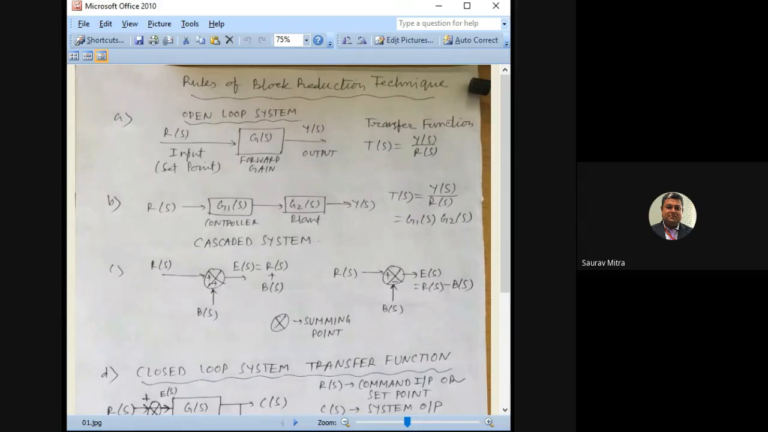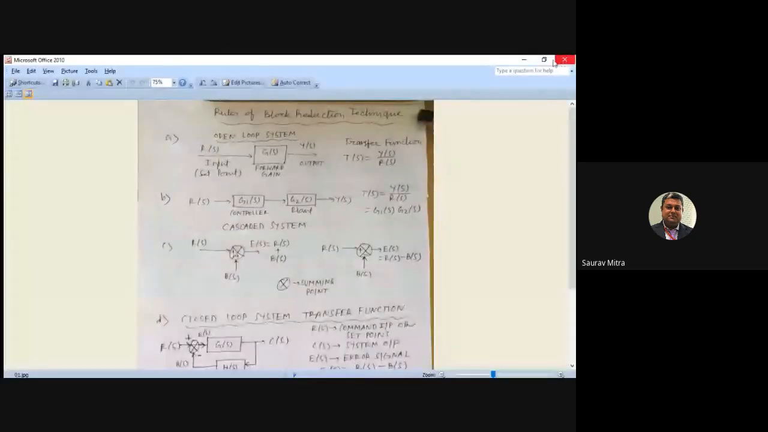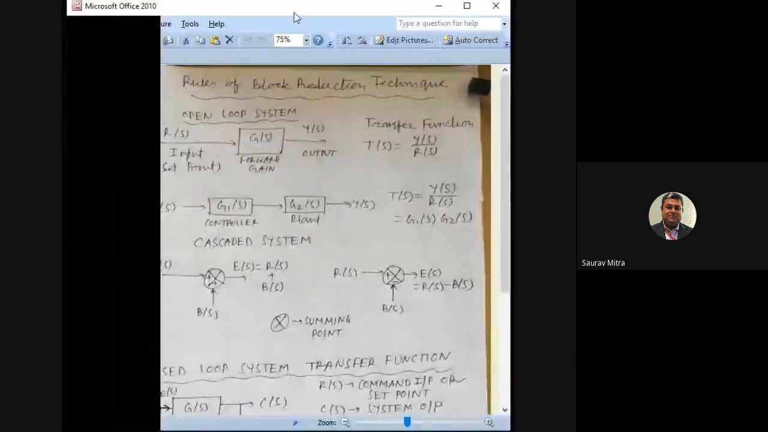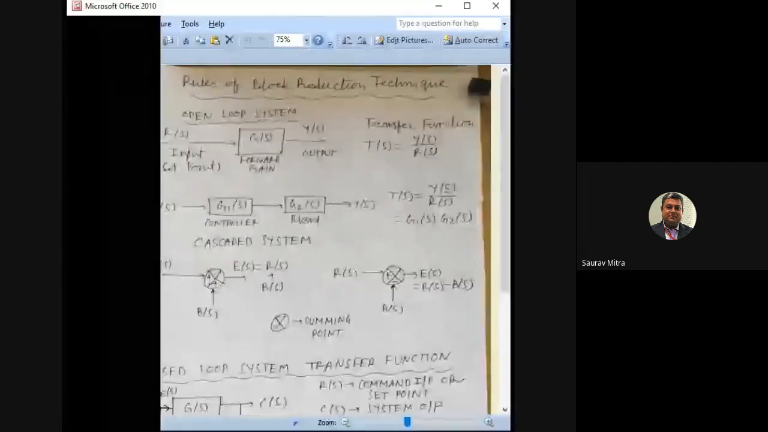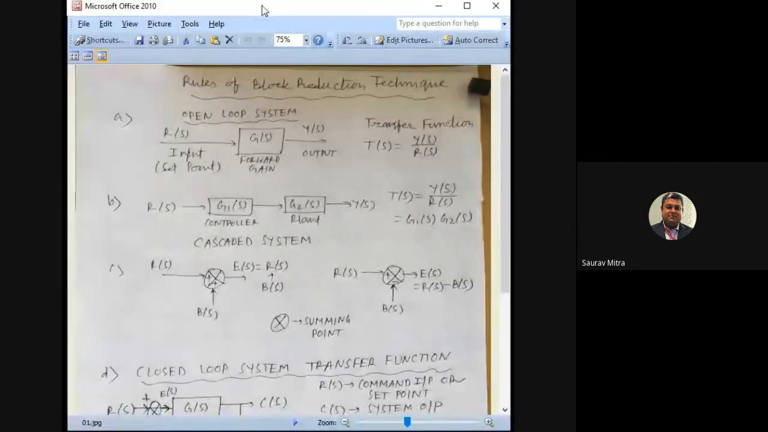So these are some of the rules of block reduction technique. Okay, so block reduction technique or block diagram reduction, anything you can say. This is called block reduction technique. So I'll be telling you what are the basic rules of block reduction technique, so you won't have to mug it up only by looking at it. You can find out, and it's very easy.